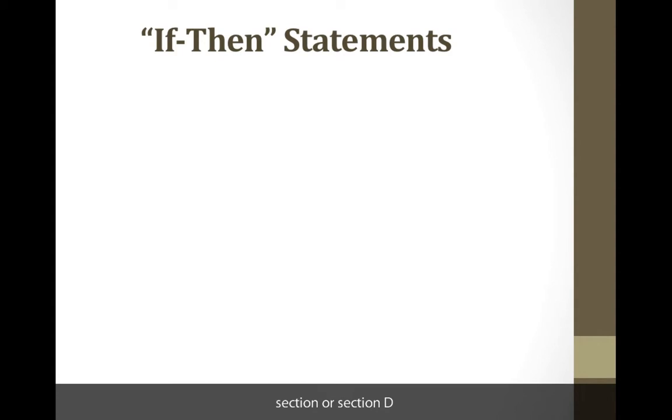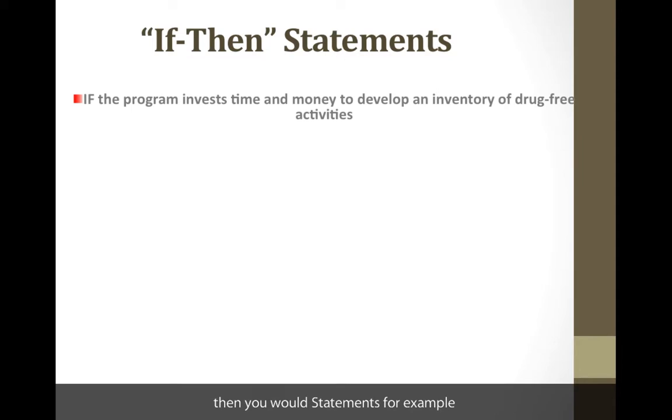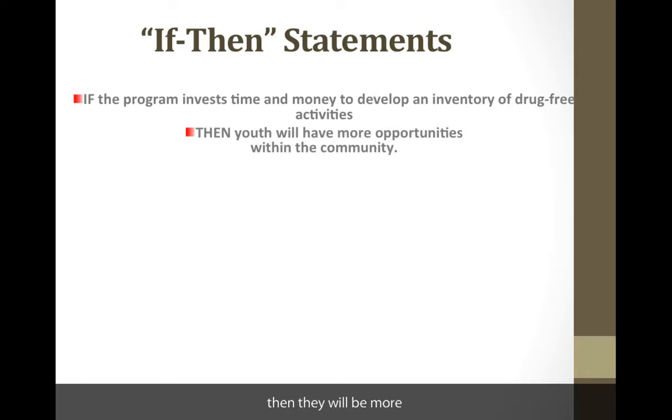In Section 4, or Section D, you will be working on what you expect from your activities, which will then lead to your program goal. And so this is often used with if-then statements. For example, if the program invests time and money to develop an inventory of drug-free activities, then youth will have more opportunities within the community.